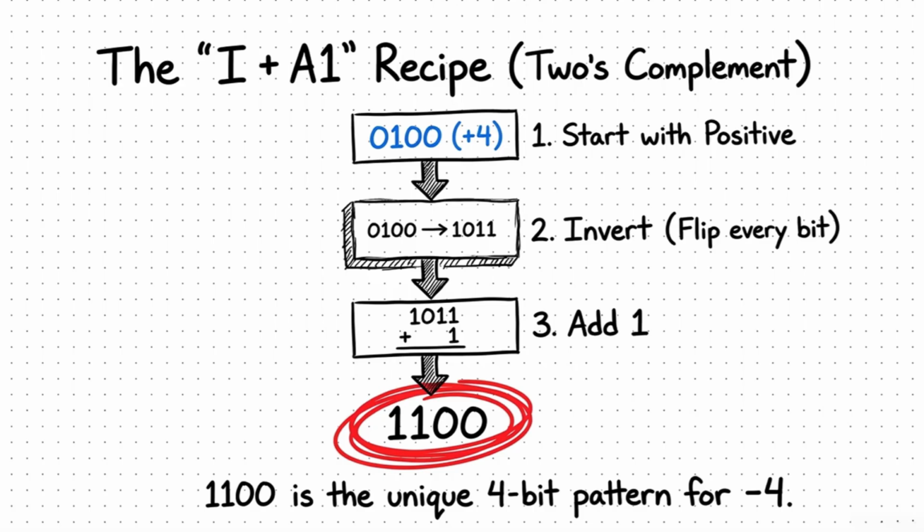Now apply I plus A1. That is, first step would be invert. Flip every bit. Zeros become ones and ones become zeros. So now we have 1, 0, 1, 1. Now apply the second step, which is A1. That is, add 1. So add 1 to 1, 0, 1, 1. And that is going to give you 1, 1, 0, 0. So in a 4-bit system, 1, 1, 0, 0 is a unique pattern to represent minus 4.